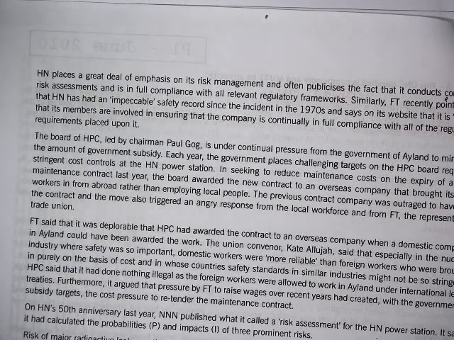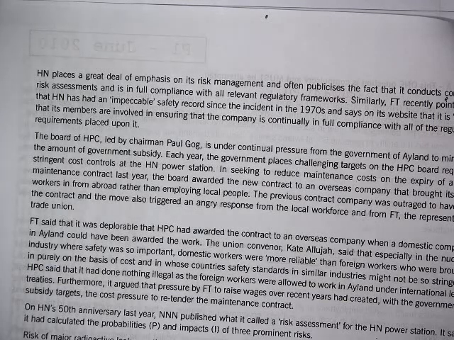Impeccable means no flaw, 没有缺点. Perfect, that's called impeccable, something that you will not be able to destroy. Since the incident, HN says on the website that it is proud that the members are involved in ensuring the company is continually in full compliance with the regulatory requirements placed upon it.